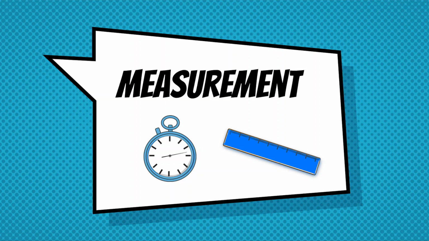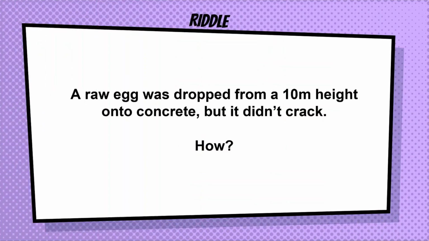Before we get started, here is today's riddle. A raw egg was dropped from a 10-meter height onto concrete, but it didn't crack. How is this possible? If you have any thoughts, as always, chuck them in the comments.